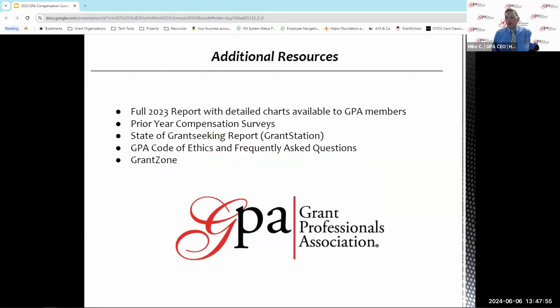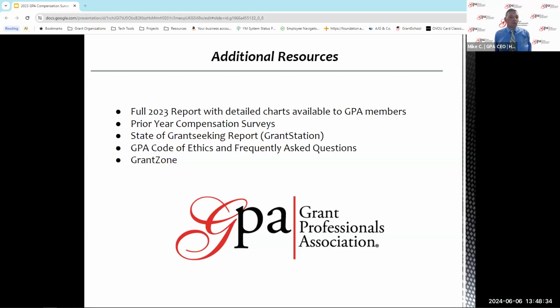But just as a reminder, some additional resources for GPA members: the full 2023 report with the detailed charts and graphs is available to members to download. Also, we have available to you prior years' compensation surveys. So if you want to look back a couple of years and see how things have gone in your region or area, the last couple of years have the detailed charts in them. The older surveys don't have as much data and don't have the detailed charts, but you can certainly look for some trends there.